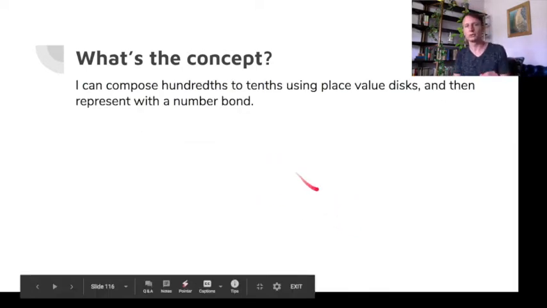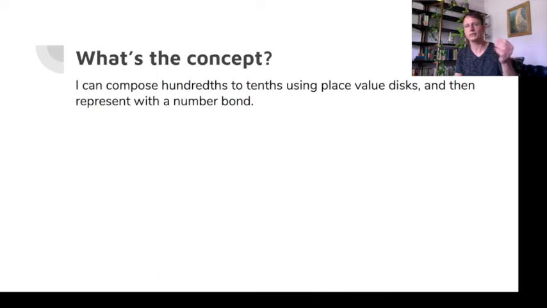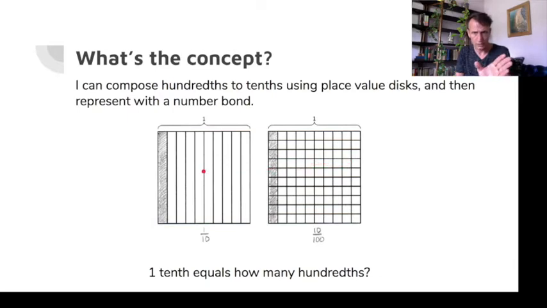I can compose hundredths to tenths using place value discs and then represent with the number bond. We're nearing the end here. Okay, so we're going to take, here's the area model again.